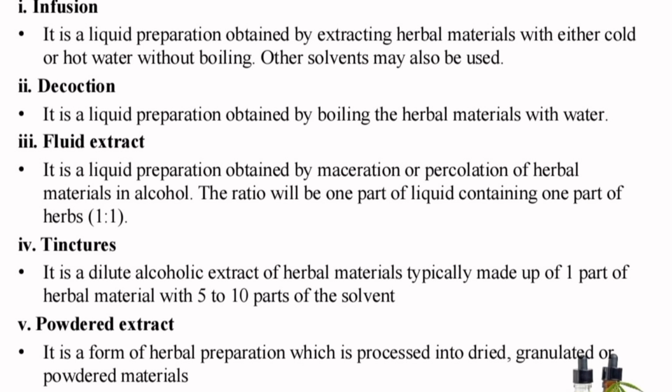Fluid extract. It is the liquid preparation obtained by maceration or percolation of the herbal materials in alcohol. The ratio will be 1 part of the liquid containing 1 part of the herbs, 1:1. Then tinctures. It is a dilute alcoholic extract of the herbal materials, typically made up of 1 part of the herbal material with 5 to 10 parts of the solvent. Then powdered extracts. It is a form of herbal preparation which is processed into dried, granulated, or powdered materials. So in this process, the herbal drugs can be powdered.